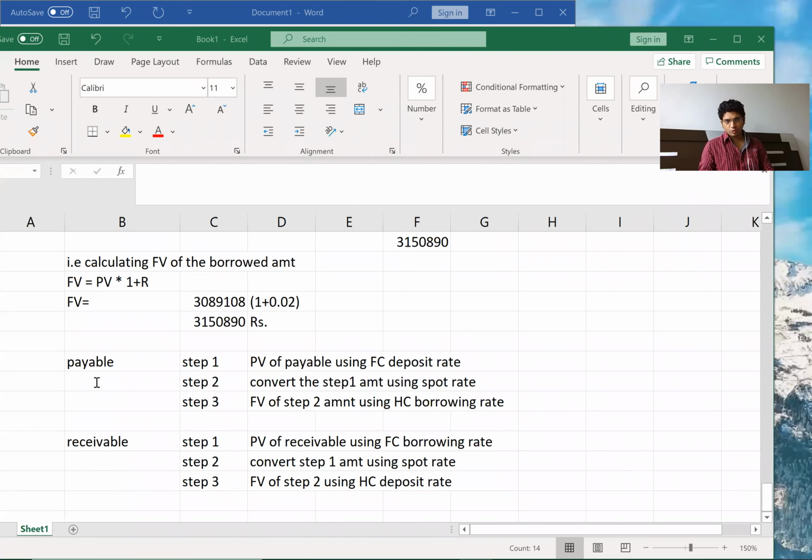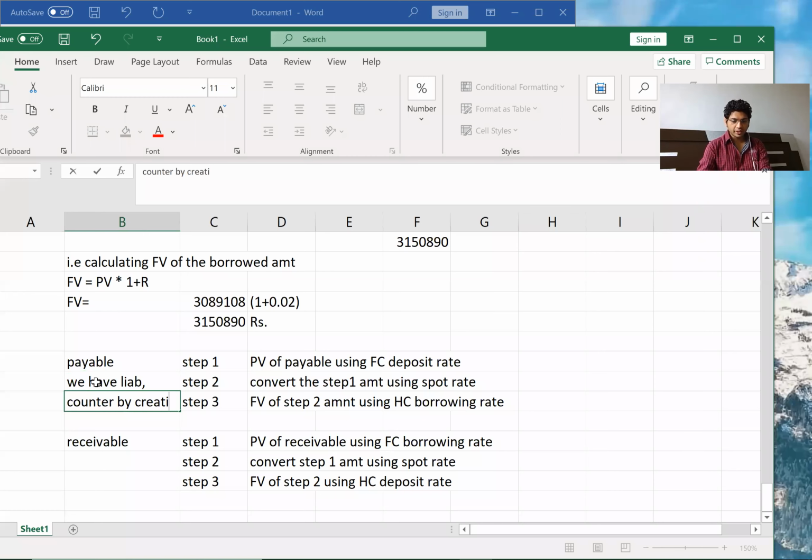So I can write the logic over here. Payable means what? Liability. We have a liability. Correct. So what do we do? We counter it by creating an asset. Since we are countering by asset, we'll use deposit rate in step 1. And since we are depositing in step 1, we'll use borrowing rate in step 3. That is the whole logic behind it.